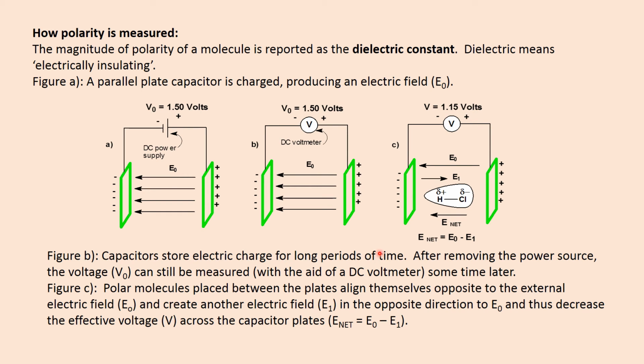In figure C, we take a polar molecule such as HCl and place it between the plates. And a polar molecule will set up its own electric field. This will be E1 opposite to the external electric field E sub 0, in effect reducing the overall electric field between the plates. So the net electric field will be the initial one, E sub 0, minus E1. In the lab, we'd simply see the voltage has reduced from 1.5 volts to some lower value, 1.15 in this case. That reduction is caused by the polar molecules between the parallel plates.